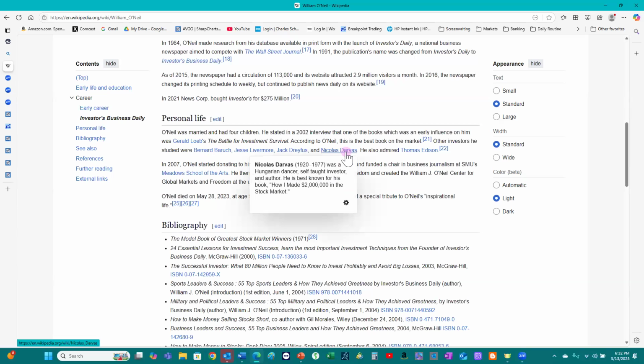So Nicholas Darvas appears as a hero to multiple traders. Most traders really look up to him. Darvas' box theory was created when technical analysis really wasn't a thing, and he basically came across it almost by accident.